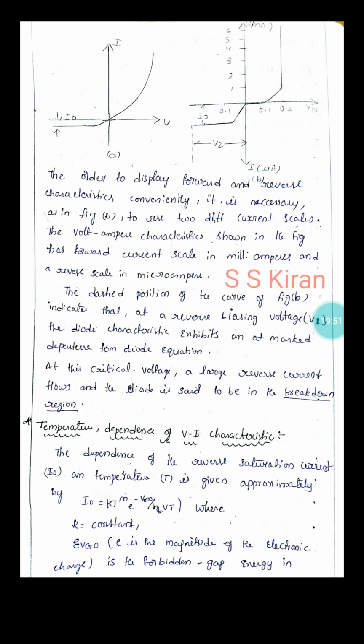In the Zener diode, we can concentrate on these breakdowns also. At what time can we expect the breakdown region? At this critical voltage, a large reverse current flows, and the diode is said to be in the breakdown region. I hope you can understand these current components, the diode current equation and the volt-ampere characteristics.